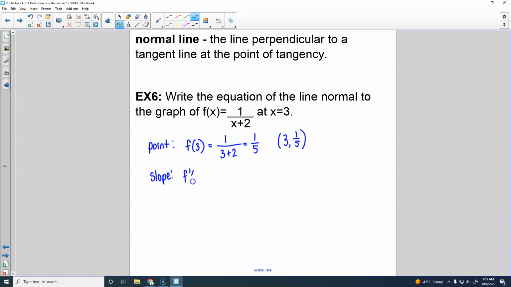So we are looking for f prime of 3. We're going to label this f prime of 3 to show we know this is the derivative at 3. And the derivative gives us the slope of the tangent line. And then we're going to do the limit as x approaches 3 of 1 over x plus 2, that's our f of x part, minus f of a, which is our 1/5 that we just found in the step above, over x minus 3.